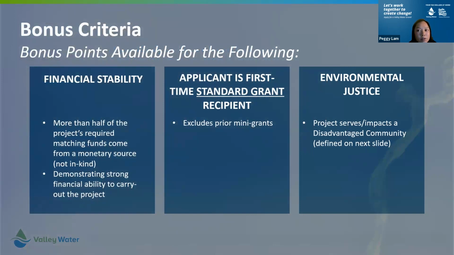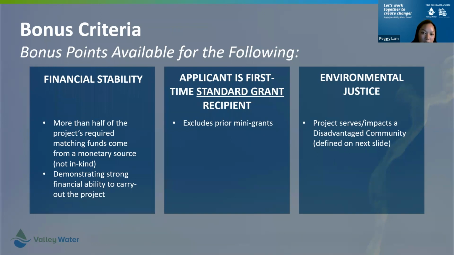As far as scoring, there's also an opportunity for bonus points. There's going to be a total of 15 bonus points available for the following categories. And each category has 5 points available. So the first one is financial stability. And this is if more than half of the project's required funds come from a monetary source, which is not in kind, and also demonstration of a strong financial ability to carry out the project.